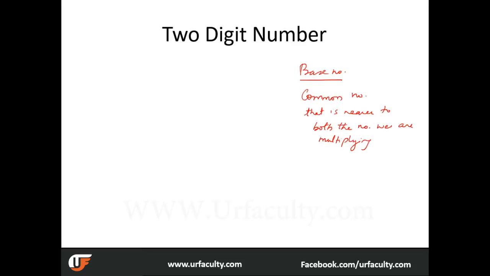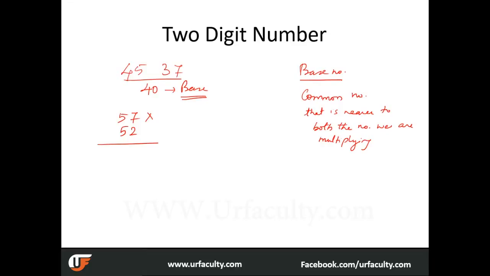So let's take for example 45 and 37. What is the common number that you can think of? 40. Right? That's the base number. Now, for the sake of understanding, let me take a very simple example and show you the power of this particular technique. 57 cross 52. So I want to multiply this.